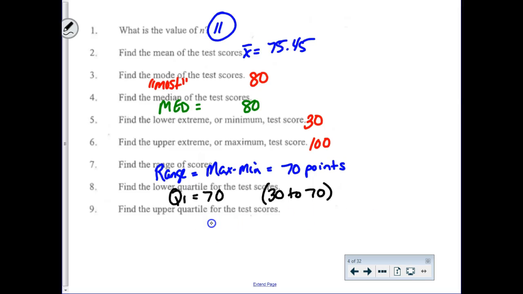The upper quartile, which starts at Q3, was what number? 85. So the range of scores stretched from 85 up to 100. So the upper 25% of my students were scoring between 85 and 100. That lower quartile is a little concerning to me. 30 to 70, that's kind of intense. I think that 30 kid is really messing up my data, huh?